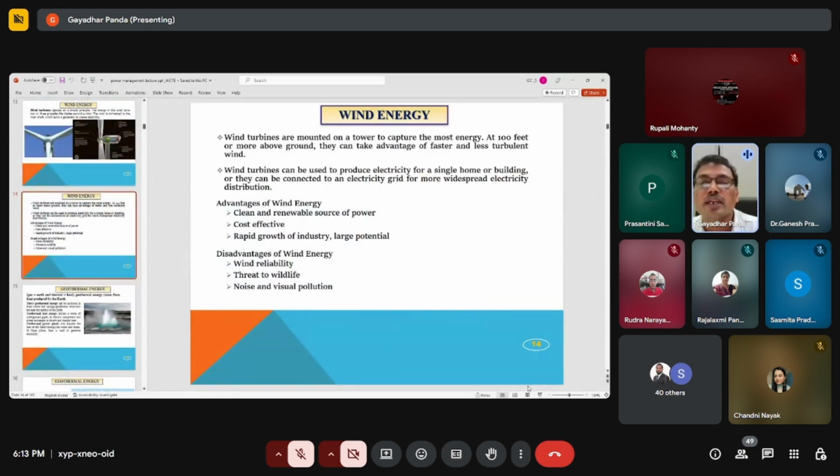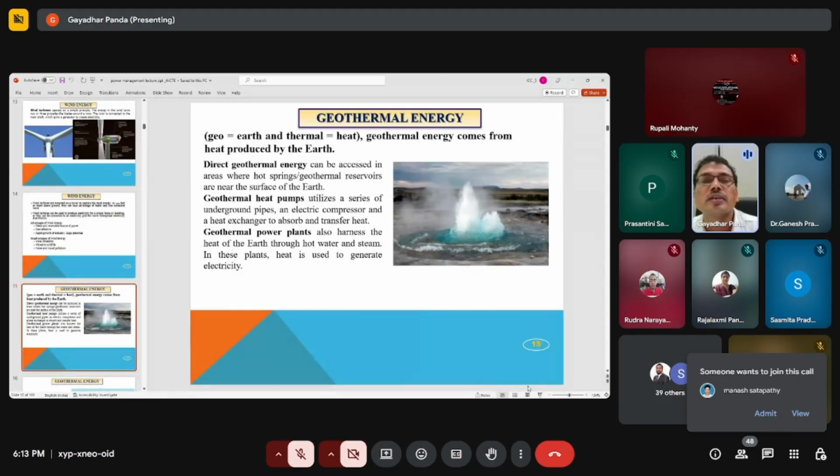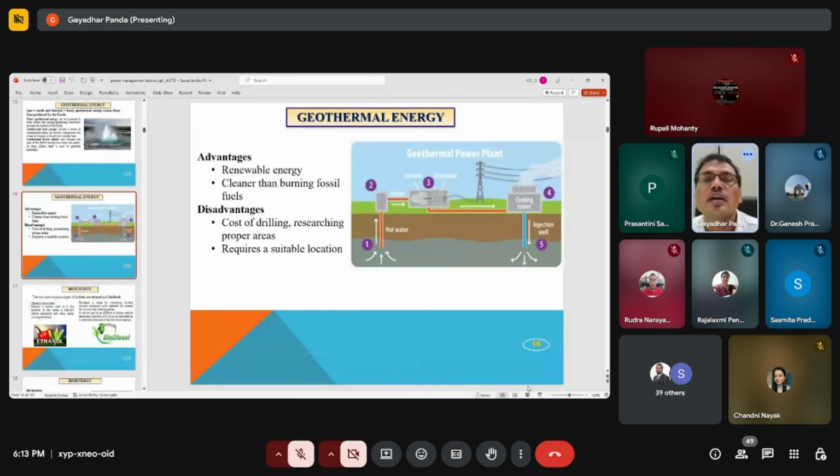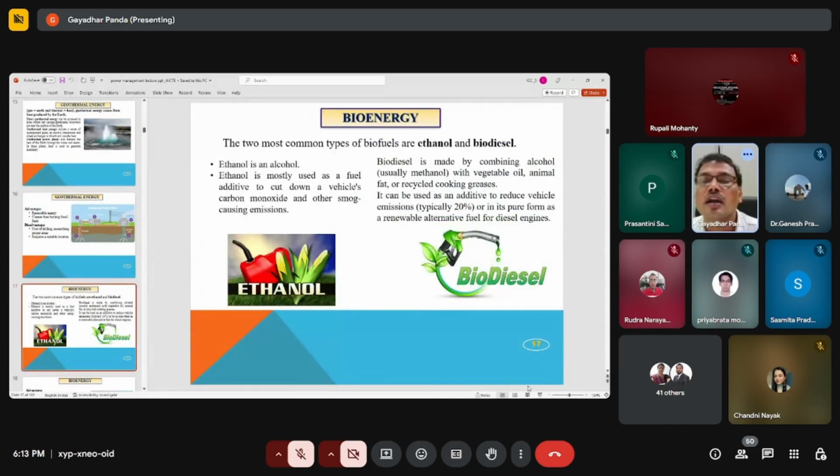And this is the wind energy. These are the introductory parts. We will not be focusing much. Okay. Geothermal energy. And bioenergy sources.